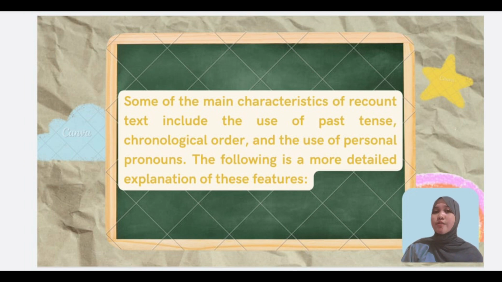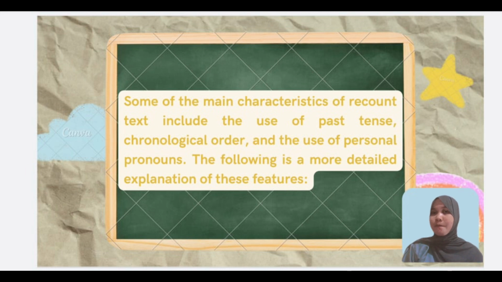The last is the use of personal pronouns. Recount text uses personal pronouns like I, we, or they to indicate that the writer is the person who experienced or was involved in the event or experience being recounted. The use of personal pronouns gives a personal aspect to the recount text and helps form an emotional connection between the writer and the reader.